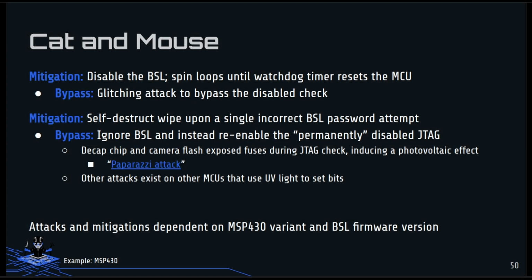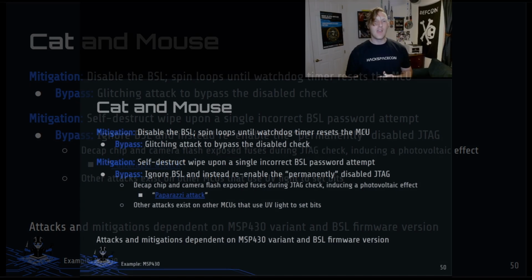And this introduced a cat and mouse game. So as you look at a mitigation, we can say, well, let's just disable the BSL. Let's make that an option. And so we'll just disable the BSL. And we have this watchdog timer anyways that's going to reset the microcontroller. So when the BSL is disabled, we're just going to do a spin loop until the watchdog timer decides, hey, you need to be reset.